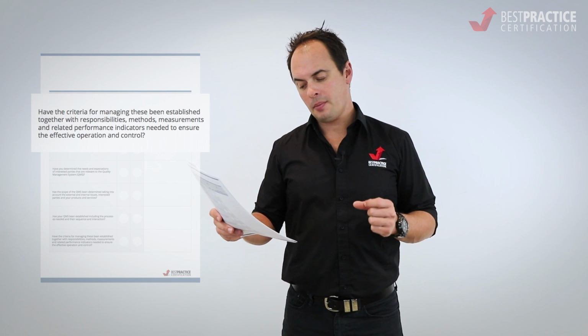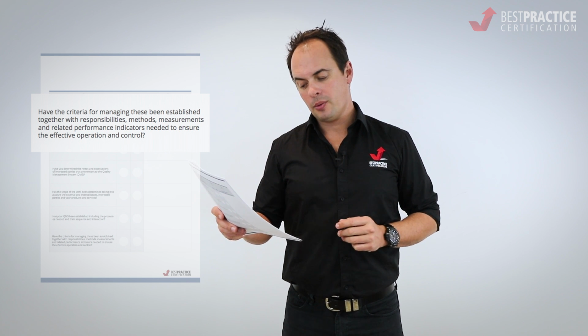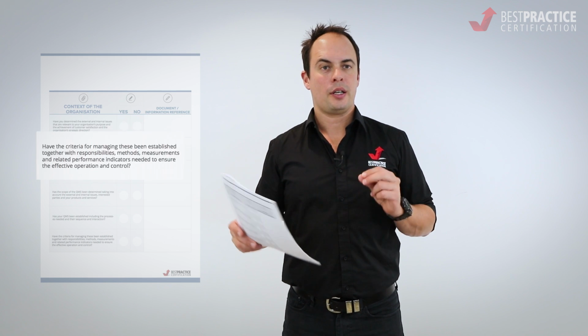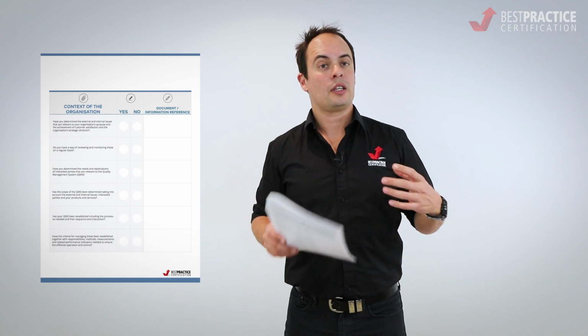And have the criteria for managing these been established together with responsibilities, methods, measurements, and related performance indicators needed to ensure the effective operation and control? Now, if you go back a couple of YouTube videos here on our Best Practice TV YouTube channel, you'll see the process flow, where we looked at each stage. We looked at marketing, sales, finance, operations, and then we did the who, what, when, where, how, and we developed that into a bit of a responsibilities matrix. So it is important for each of the key processes that somebody is responsible. Now it could be one person or many, and that each of the tasks that need to take place to keep your customers happy and deliver your services is outlined and becomes a responsibility.